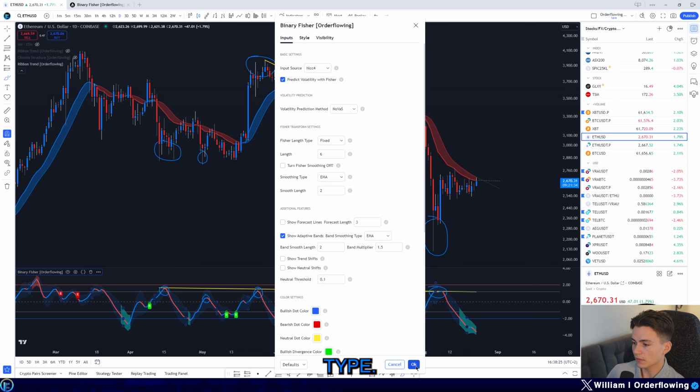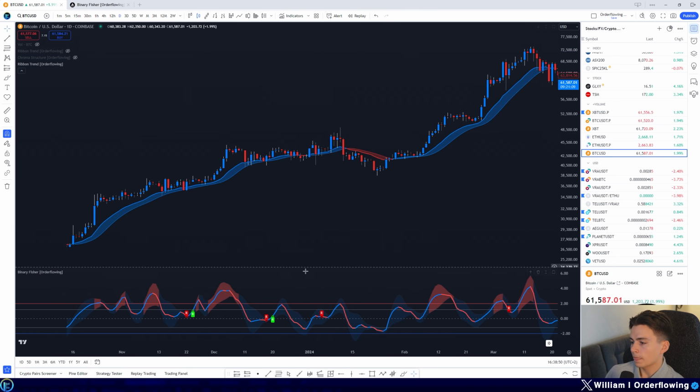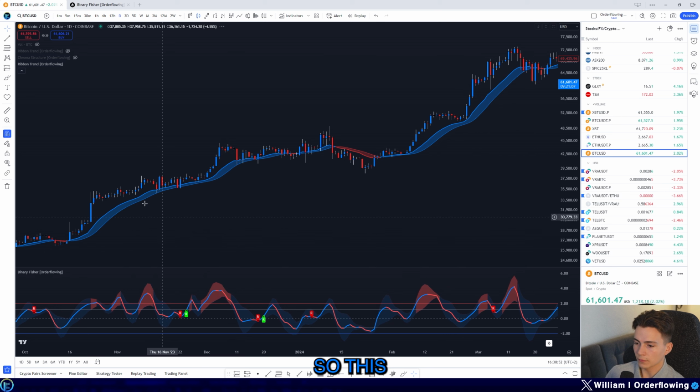Now we have the Novas type. Let's try and see. Okay, so this one follows price more, I'd say, and the curvature of it fits the price data even more.